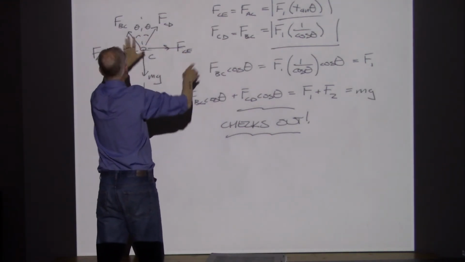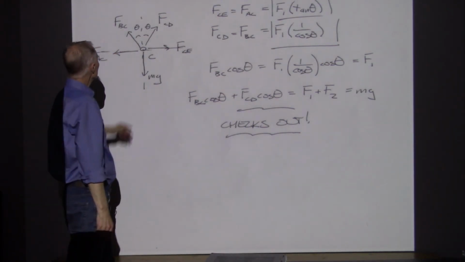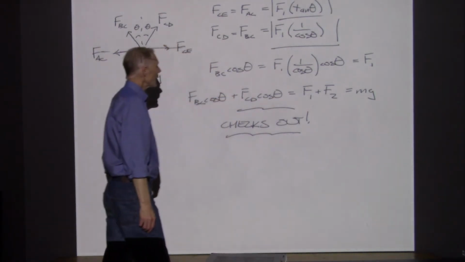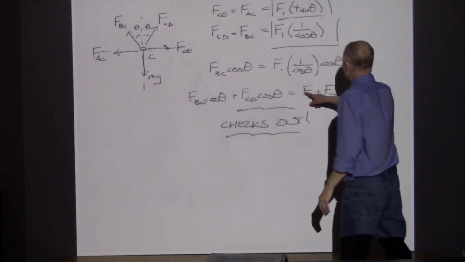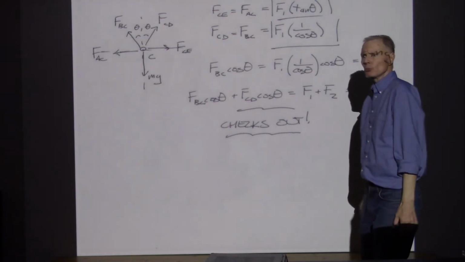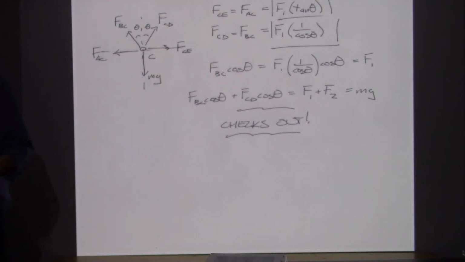And remember, this was solved back on pin B and pin A. So pin B is giving us these numbers, and when we add them together, these two forces together equal F1 plus M2, that equals mg, and everything checks out. And so that's how these problems work. You move from one pin to the next.